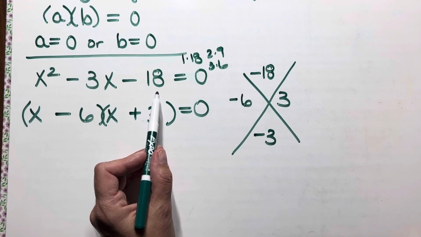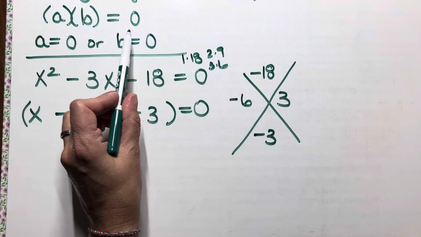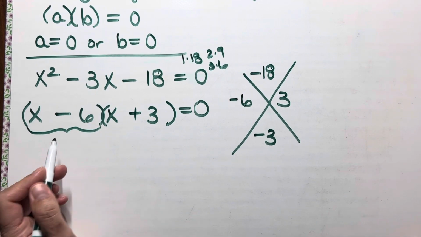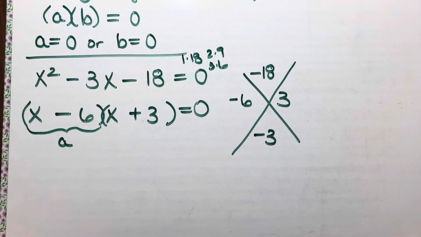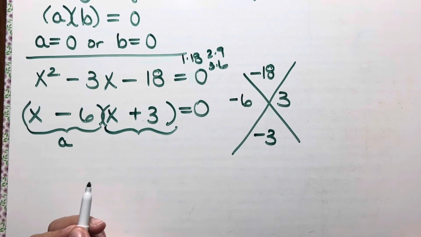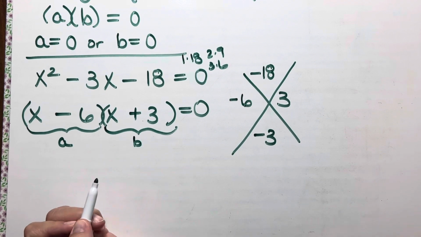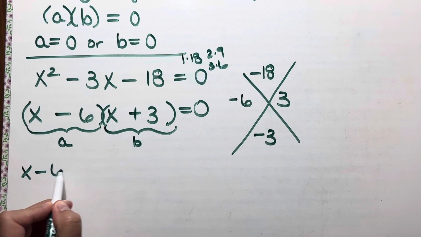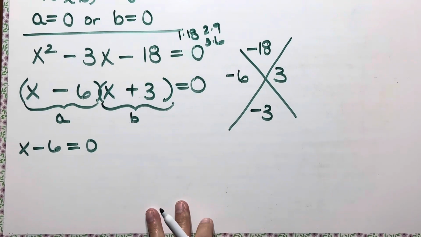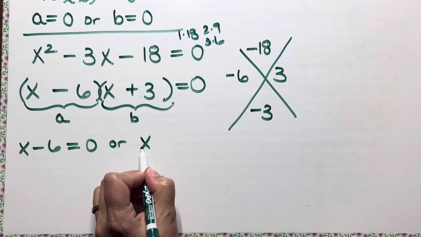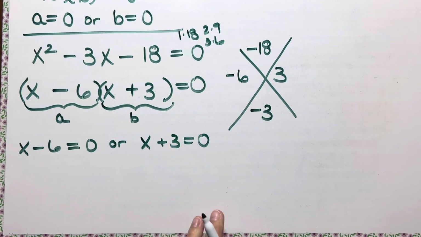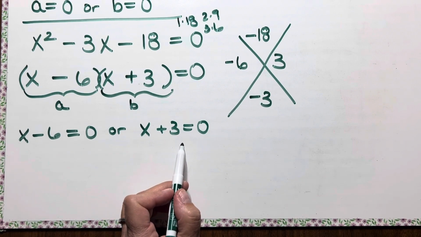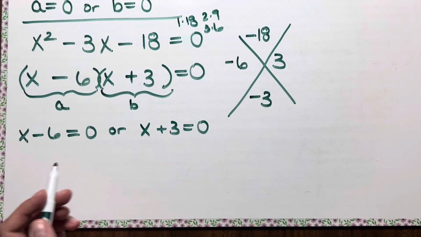Now that I have factored, I'm going to refer back to my a times b equals 0. In this case, the x minus 6, that's one of my factors. I'm going to call that a. The x plus 3, that's my other factor. I'm going to call that b. So in order for this to be true, x minus 6 has to be equal to 0, or my x plus 3 factor could be the one equal to 0. So I set them each equal to 0. I have two little miniature equations that I want to solve.